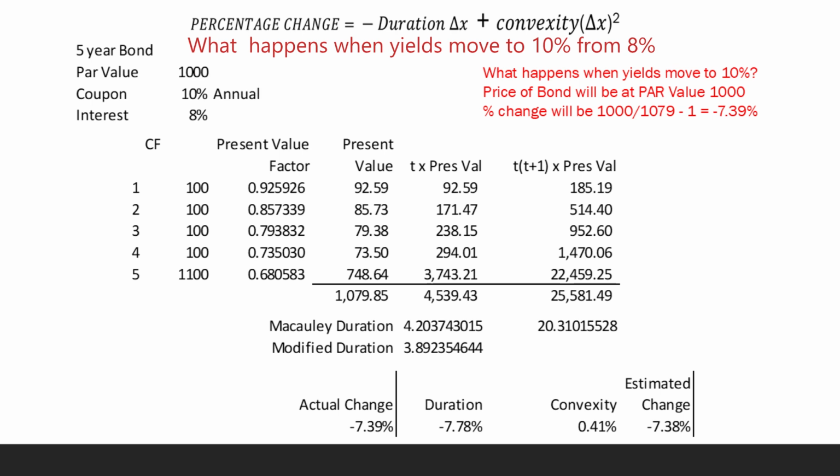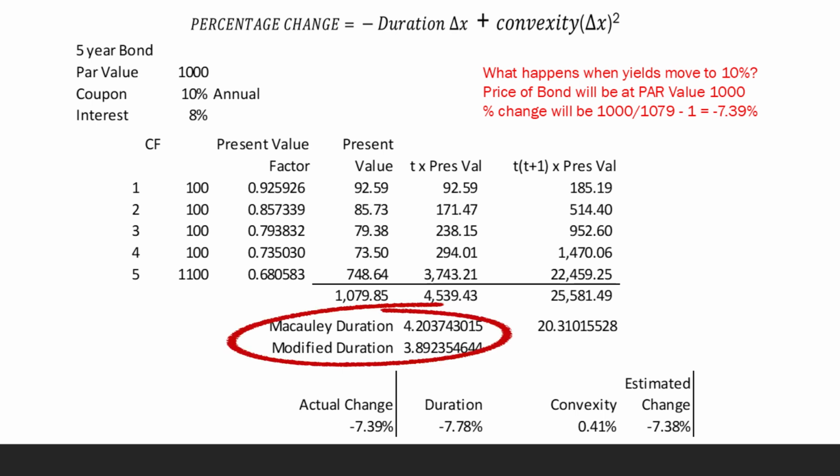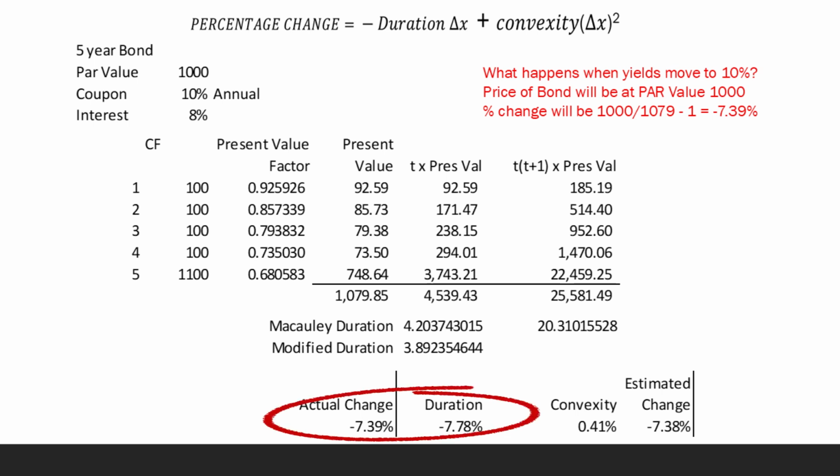Now, t times present value, we need that to compute for the duration, and if we sum it all up, it's going to be 4,539.43. Therefore, if we divide that by the price, you're going to have the Macaulay and modified duration like so. And please kindly take a look at the spreadsheets we're sharing so that you can see how this formulation is done. The point here is that once you do this, your estimated change in the price is going to be negative 7.78% for the duration, but the actual change is negative 7.39%.